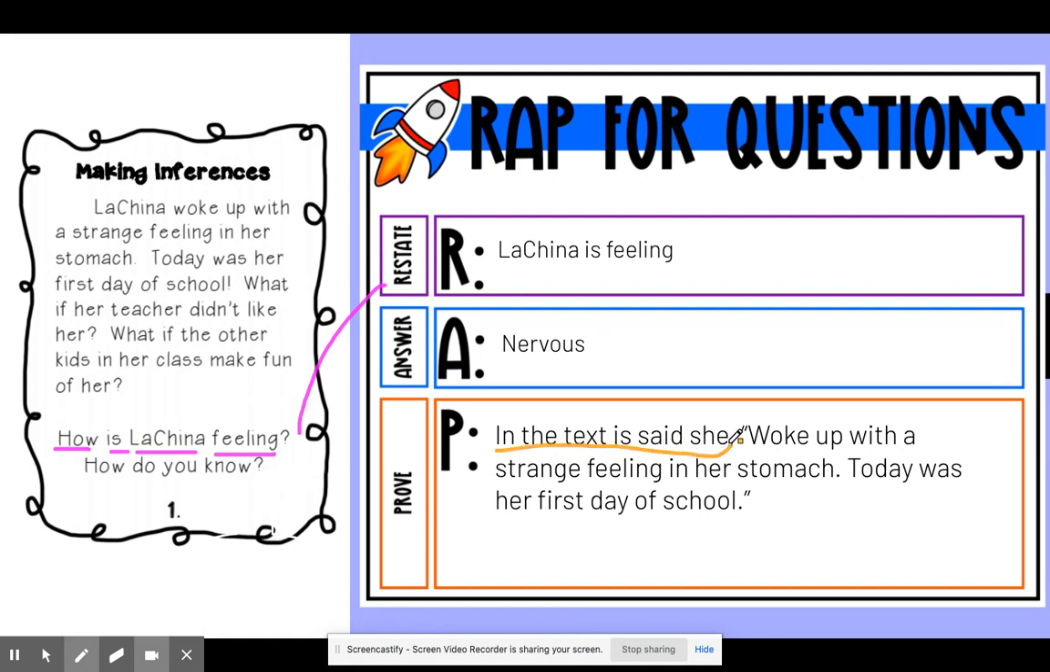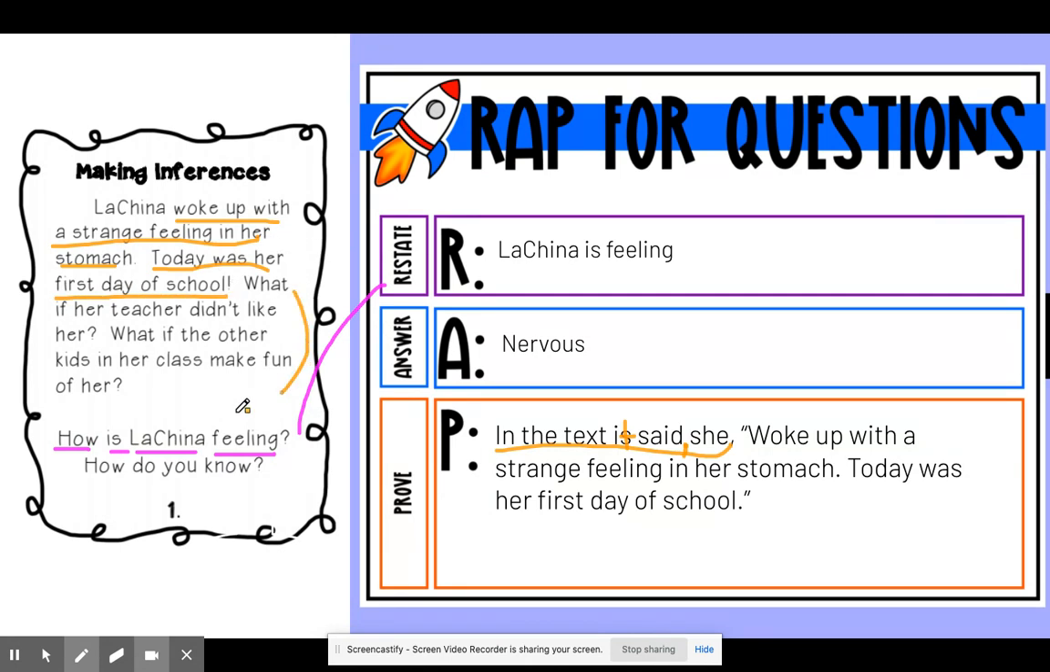In the text, it said, oh my gosh, that's not spelled correctly. In the text, it said, comma, there we go. Better. Start with this sentence stem. In the text, it said, and then this is going to come word for word from the passage. So you could have chosen any of those clues that we talked about. She woke up with a strange feeling in her stomach. Today was her first day of school.